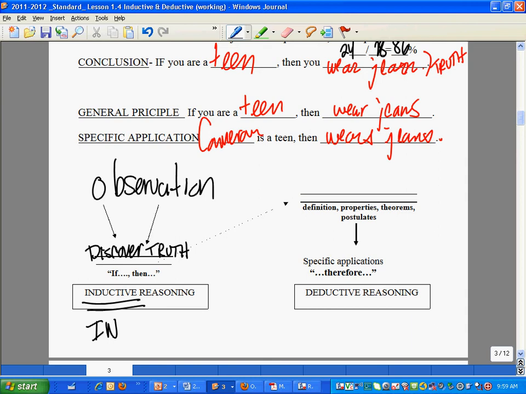I want you each to take 20 seconds and in your own words explain what is the difference between inductive and deductive reasoning. This also goes into last night's videos. If you want to use the vocabulary from last night's videos, go for it. Each of you take 30 seconds, go. Don't all say the same thing. Change it up a little bit.